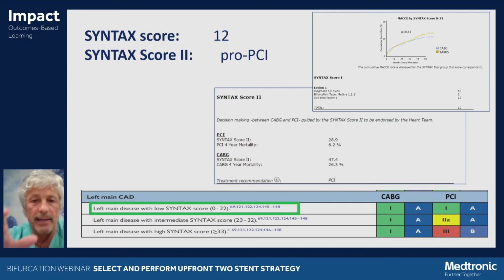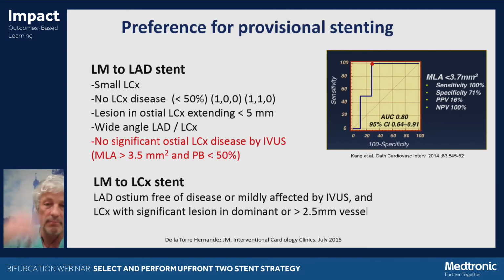Then we have a patient with left main disease, significant, and the SYNTAX score is 12, just 12. That score is clearly pro-PCI, and the guidelines support PCI in this case, so we proceeded with that. The decision now is whether to go provisional or with two stents.